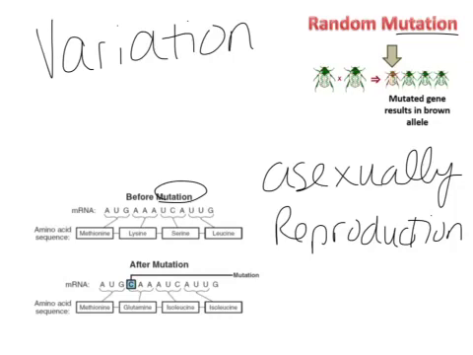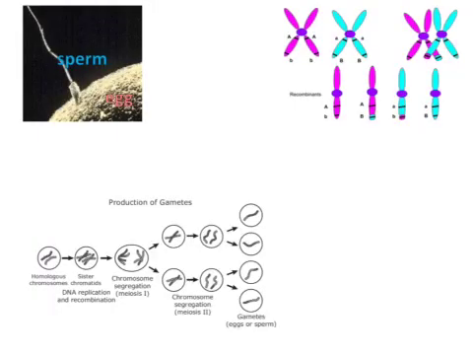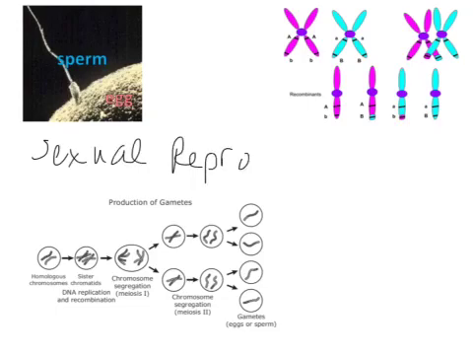Okay, mutation will have an impact on sexually reproducing species, but like I said, they have other ways of getting variation. Okay, so your sexually reproducing organisms, they're going to get their increase in variation just because of the nature of sexual reproduction. Okay, so remember, sexual reproduction is done by the formation of the gametes. Okay, so we form a sperm and an egg cell.